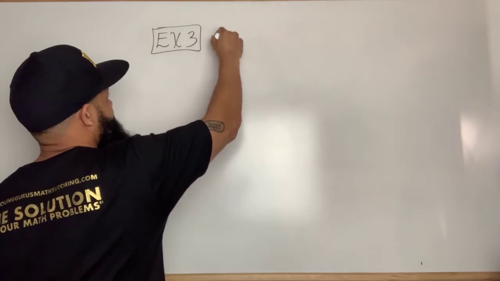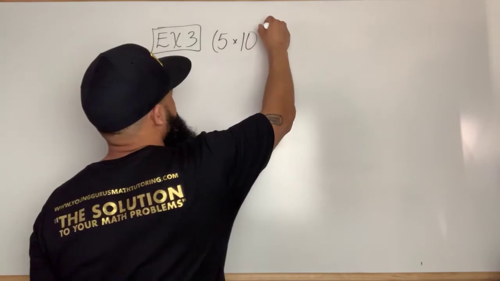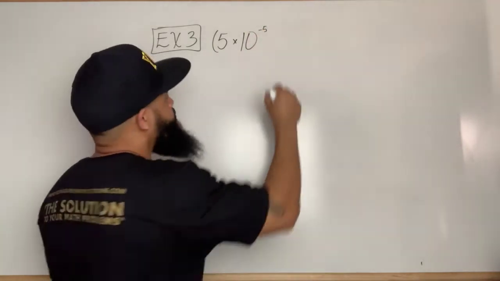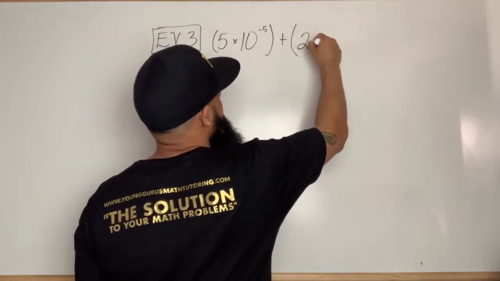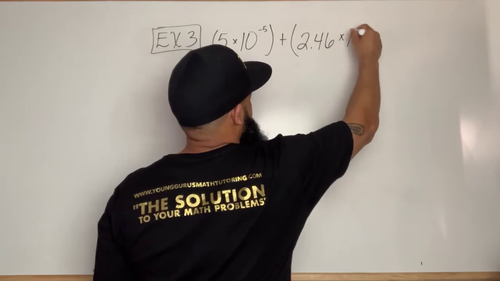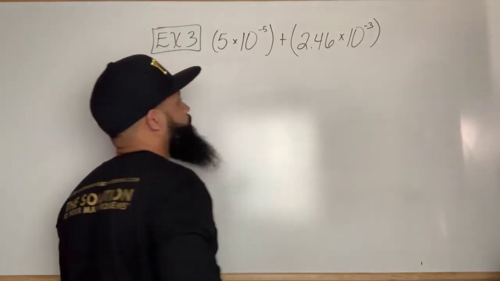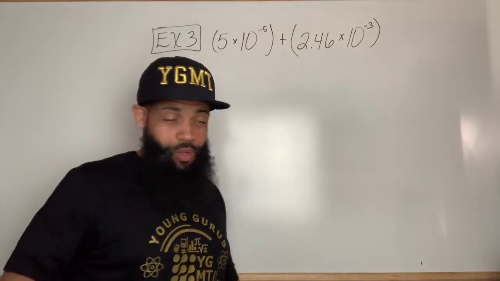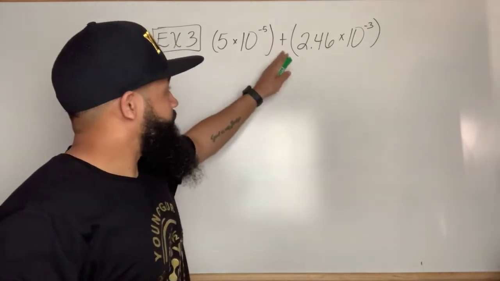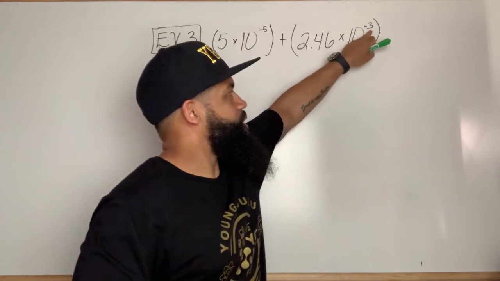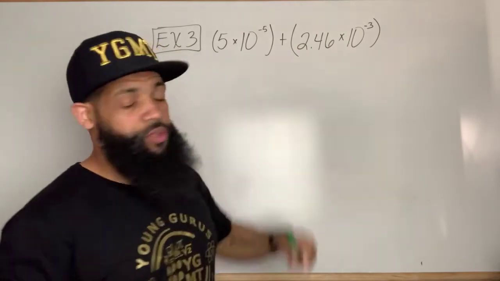So let's say I have 5 times 10 to the negative 5 power plus 2.46 times 10 to the negative 3 power. All right, or as I like to say, the negative tree power. Y'all check out the video on the number tree. So, in order for me to add these two, I have to have the same exponent. Okay? I have to have that same power of 10 in order for these to add together.